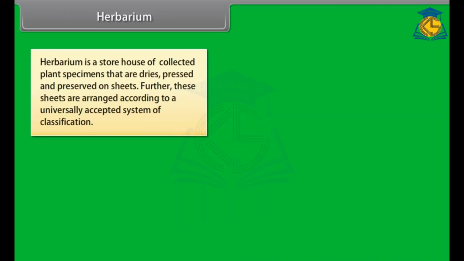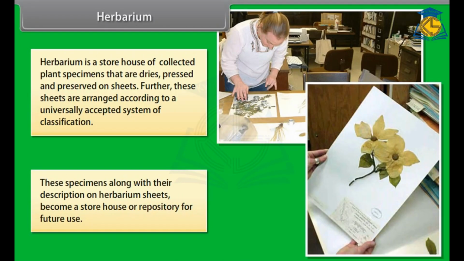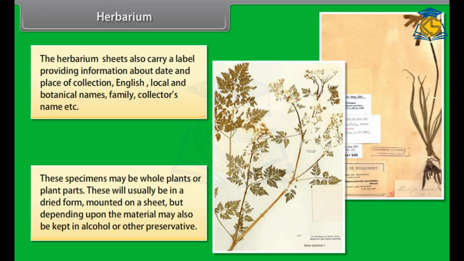Herbarium: a herbarium is a storehouse of collected plant specimens that are dried, pressed, and preserved on sheets. Further, these sheets are arranged according to a universally accepted system of classification. These specimens, along with their description on herbarium sheets, become a storehouse or repository for future use. The herbarium sheets also carry a label providing information about date and place of collection, English, local, and botanical names, family, collector's name, etc. These specimens may be whole plants or plant parts.